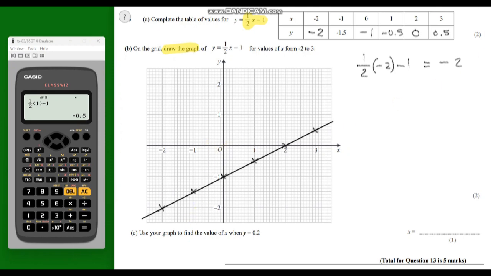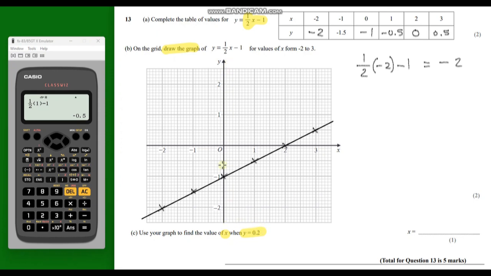Now let's look at part C. So let me get my highlighter back out. Use the graph to find the value of x when y equals 0.2. So we need to look at our graph when y equals 0.2.